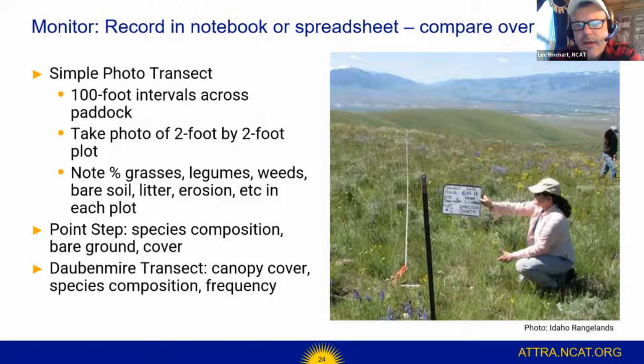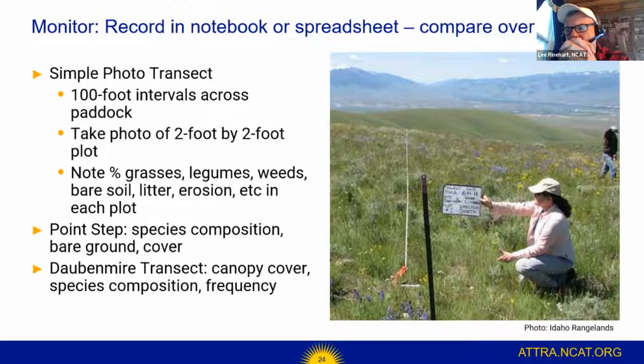And it's awesome. But you can use a simple photo transect, perhaps by making 100-foot intervals across your paddock or across your pasture, taking a two by two plot looking straight down. And then after you do that, go back up and take another one looking straight ahead, so you get a perspective, you get an idea. Date those pictures, and maybe even write down in a notebook, okay, what did you see there?